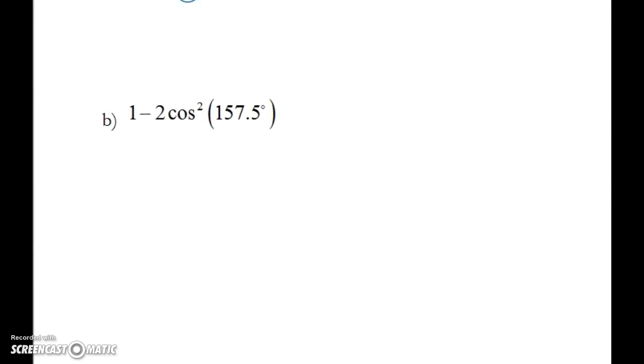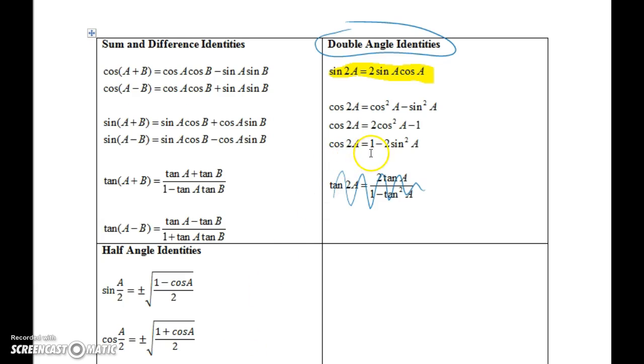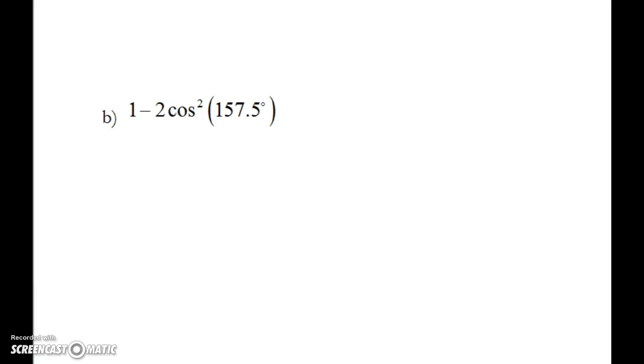Our second example is 1 minus 2 cosine squared of 157.5 degrees. So 1 minus 2 cosine squared. Let's go back to our formula sheet. 1 minus 2 cosine squared. Oh, I believe this is an error here. So let's just change this to sine squared. Okay, 1 minus 2 sine squared.